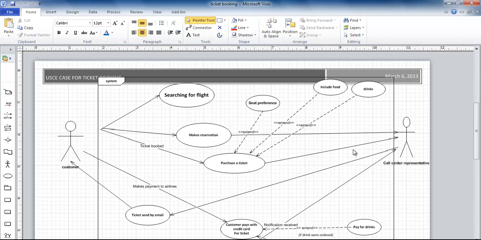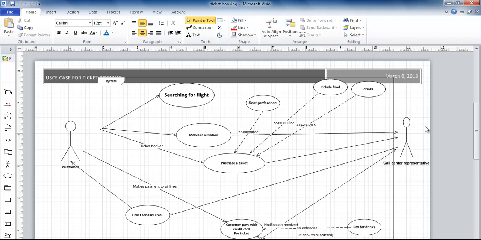Now the customer purchases the ticket. Then once he has done it, he will make payment with a credit card. So far you can see that the arrows are going in this way. It is telling the direction where it is going. In the case the customer is searching for the flight, the customer is making the reservation, the customer has purchased a ticket, and from here this also is active because it is going to the call center representative, so he is also interacting with it.